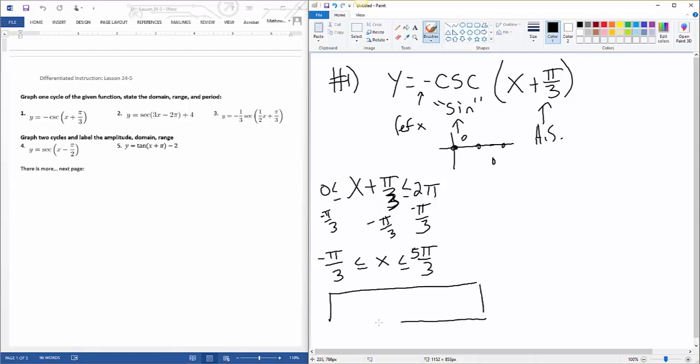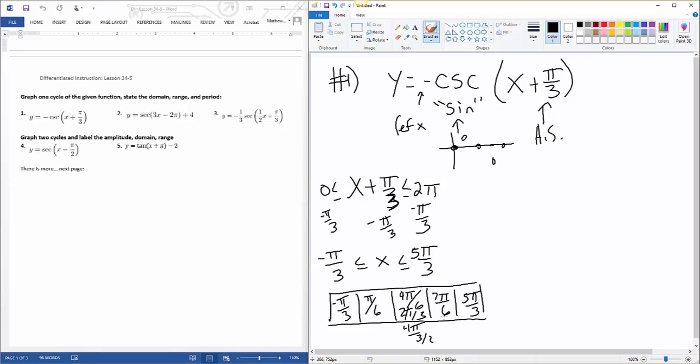So once again, we create the box. Negative pi thirds, 5 pi thirds. So add these together, divide by 2, that gives me 4 pi thirds, divided by 2, that gives me 4 pi 6, or 2 pi thirds. And then for these, add these together and divide by 2, that gives me pi 6, and then add those together and divide by 2, that's 7 pi 6.